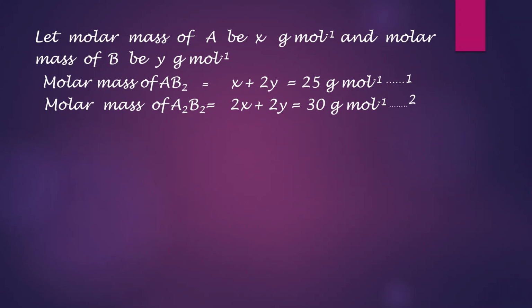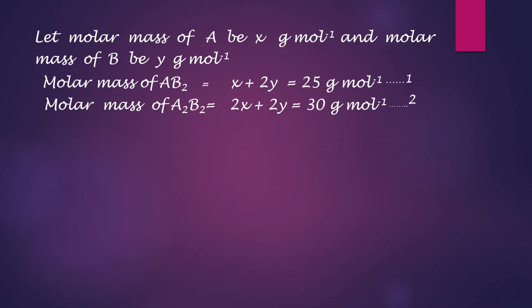The number of atoms of A is 1 and the molar mass of A is x, so 1 into x is x. Similarly, the number of atoms of B is 2 and the molar mass of B is y, so 2 into y is 2y. Adding these two, it becomes x + 2y, which equals 25 gram per mole. Call this equation 1.